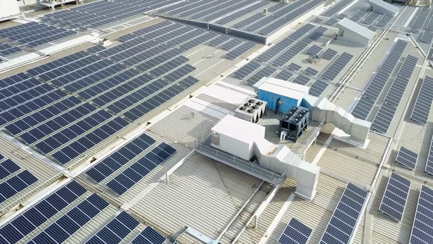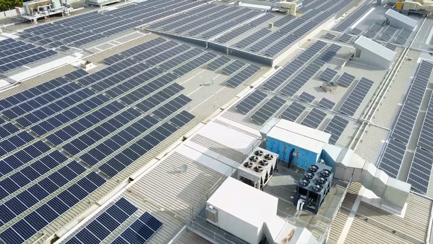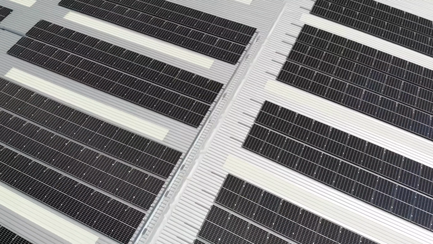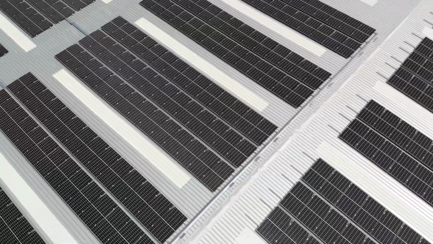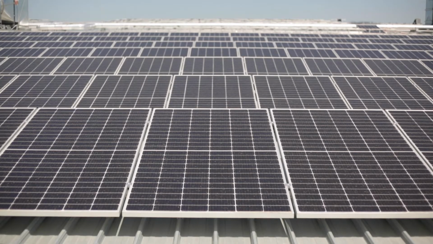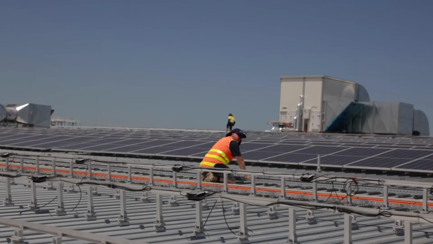Now, with large roof-mounted commercial solar systems, in many cases, the frame is laid FTR, flat to the roof, and this is perpendicular to the actual ribs of the roofing material used. Now, the distance between the ribs is constant and dictates where the actual rail feet are located. Now, there is another approach, and that's to run the rail parallel to the rib, and the positioning is only determined by the engineering report in regards to the foot spacing.